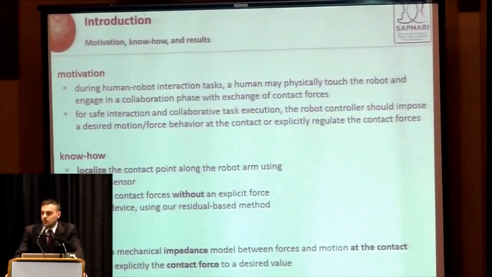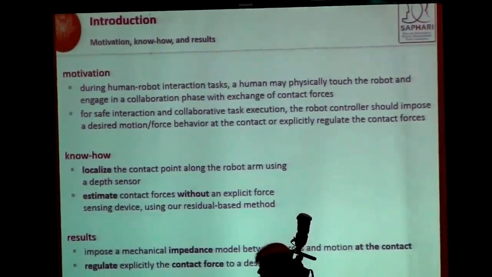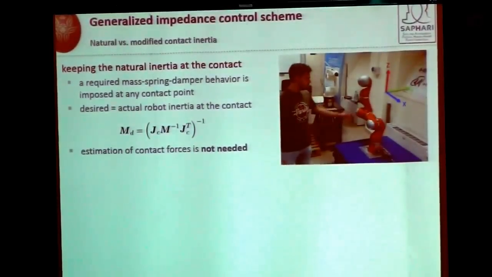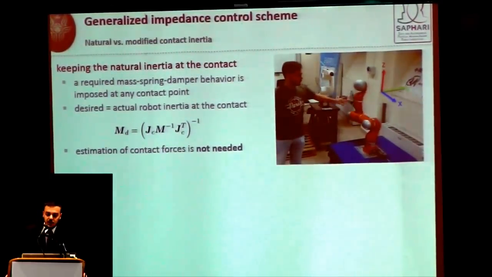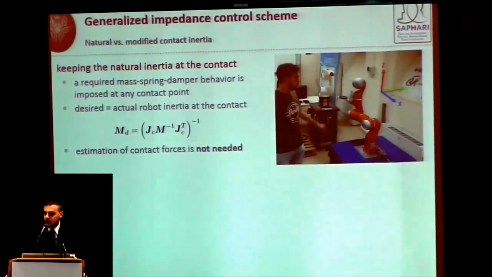In our recent work, we have presented how to estimate contact forces without an explicit force sensing device, using our residual-based method, and using a depth sensor to localize the contact point. Relying on this, we introduced two control schemes that generalize the impedance and direct force control to a generic contact point location. For example, in this experiment, impedance control is implemented at any contact point, keeping the desired inertia equal to the actual robot inertia. For this particular choice, only the localization of the contact point is required.